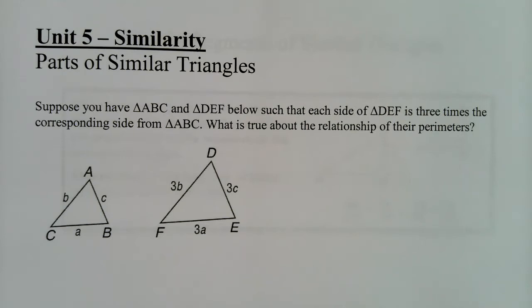Okay, so suppose you have two triangles. Let's call them triangle ABC and triangle DEF, such that each side of triangle DEF is 3 times the corresponding side from triangle ABC. What is true about the relationship of their perimeters?